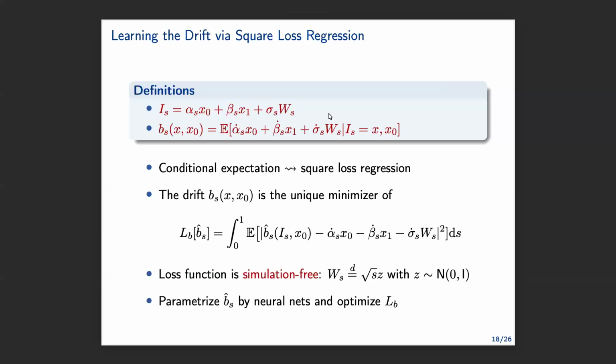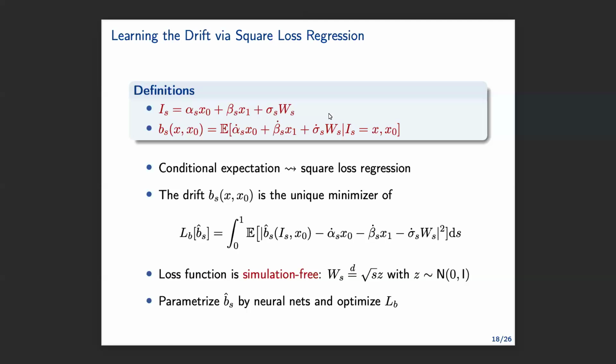If you have data x_0 and x_1, then you can evaluate this loss and optimize it. With diffusion models, people often advocate the advantage of such loss functions being simulation free. Simulation free in the sense that there is a stochastic process, the W_s here, which in practice you might need to simulate in order to evaluate the loss function. But because you know the distribution of W_s is like square root of s times Z, you can directly sample Z and put square root of s times Z here, and this gives you the loss function values. Then you can parameterize this by neural networks.